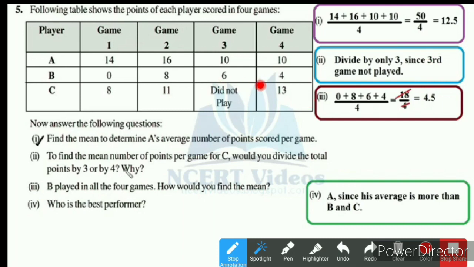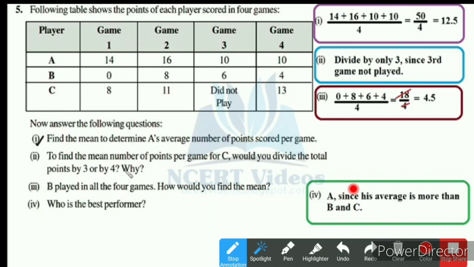Third part of the question: B played in all the 4 games. How would you find the mean? See, B played all the games. In game 1 he scored 0, which means he played but did not score any points. So we should consider this 0, and 8, 6, 4. We should add all the 4 numbers and divide by 4. The mean is 4.5.